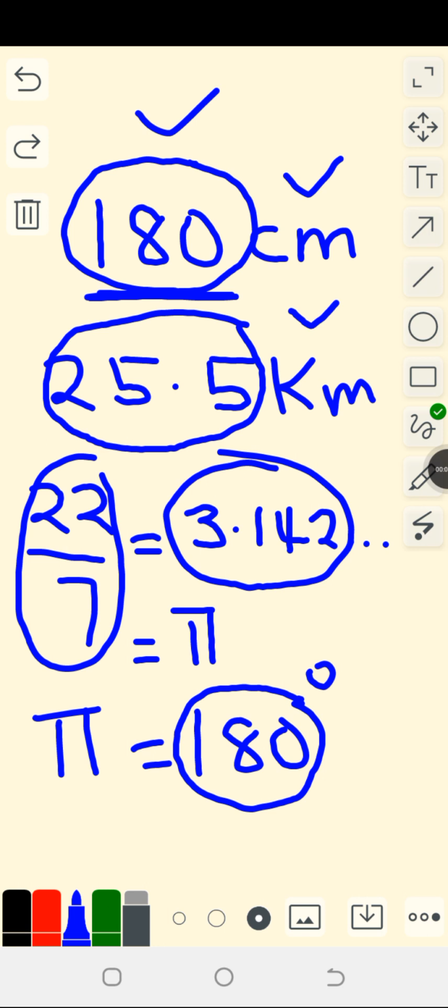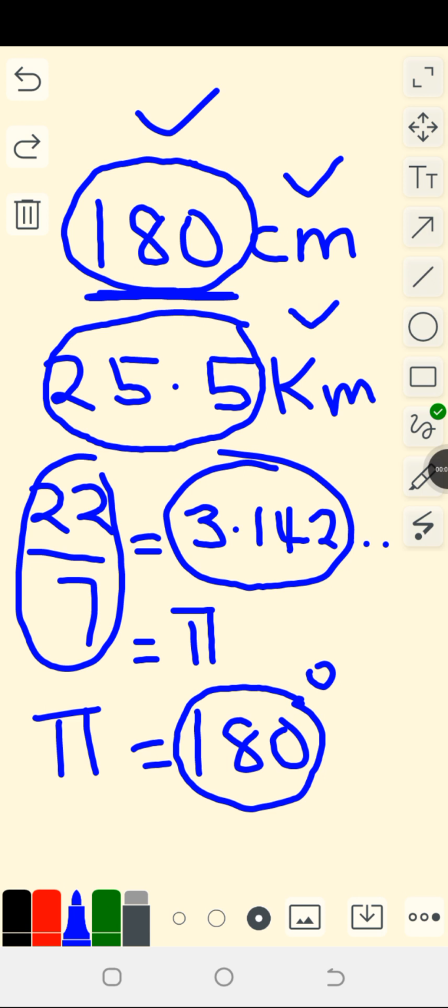22/7, a constant expression for pi. Pi radian, 180 degree, also a what? A constant value of 180 degree used to represent angles. And some other examples that you can think of. So those are referred to as numbers.